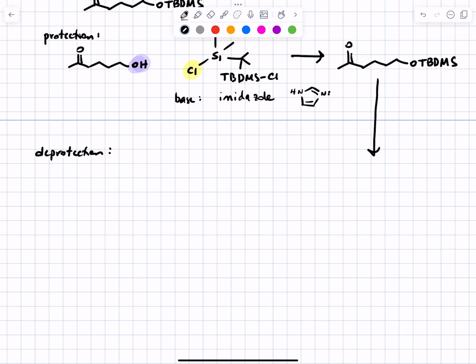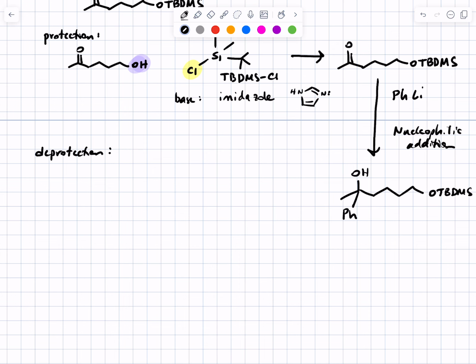Let's just, for the sake of our argument, go ahead and in between the protection and deprotection steps, do the desired nucleophilic addition reaction, where we react our phenyllithium with our ketone, and then after aqueous workup, we've made the correct carbon-carbon bond, and the alcohol didn't interfere with things because of that silyl ether. Then the deprotection reaction goes like this.